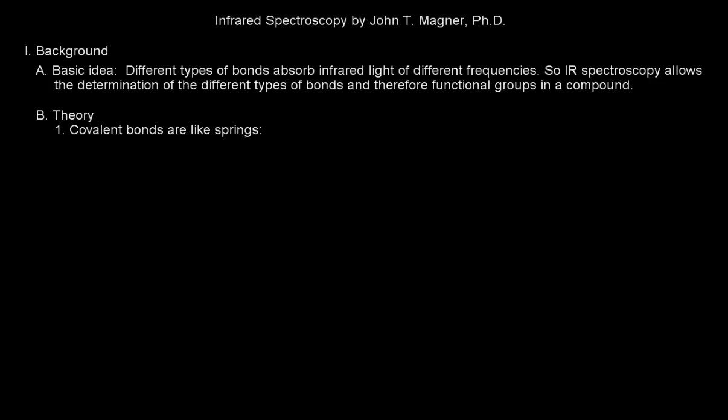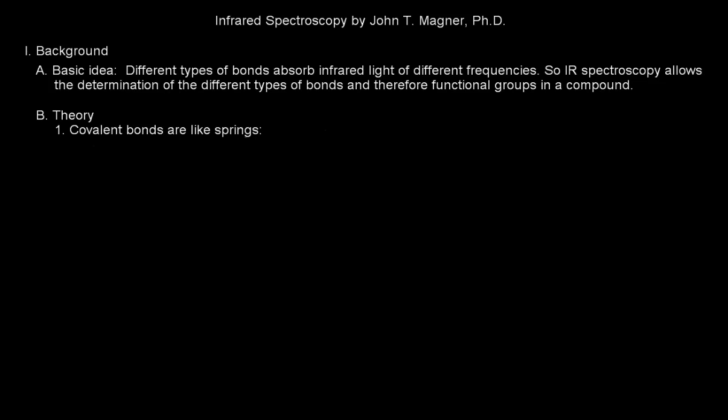So if you have an unknown compound or a compound that you just made and you want to know what functional groups are present, often the first thing you'll turn to is an infrared spectrum. And this takes advantage of the fact that different types of bonds absorb infrared light at different frequencies. And we'll talk about why that is right now, talking a little bit about the theory now.